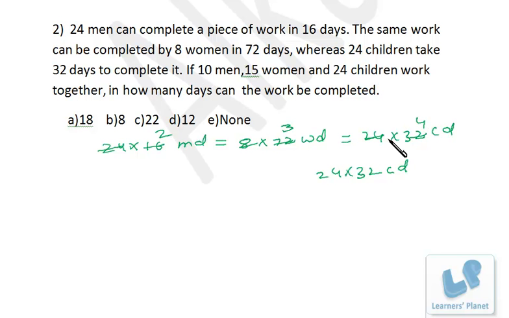Right? 10 men, 2 men are equal to 4 children. That means 10 men are equal to 20 children. 15 women, 3 women are equal to 4 children. That means 3, 5. That means 4, 5. So 15 women are equal to 20 children. And these 24 children are there. So 24 plus 40, 64 children are there. Right? Now the work is of 24 into 32 children days. And 64 children are there.